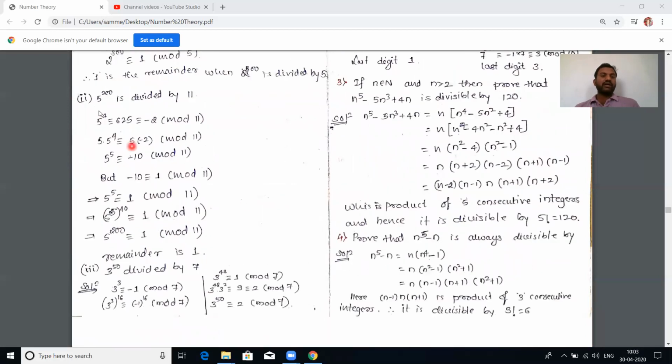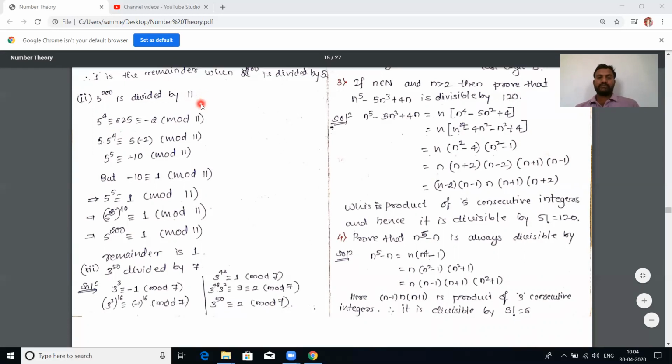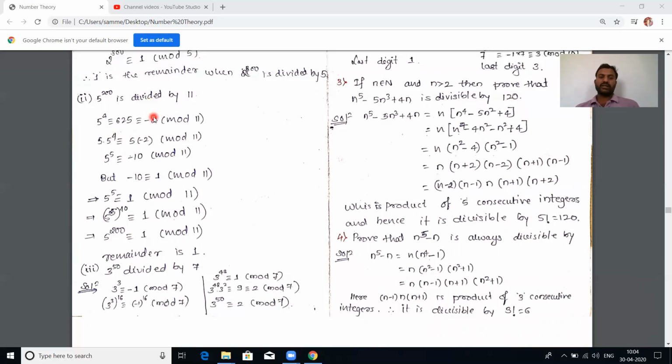Next example. Find the remainder when 5 raised to 200 is divided by 11. What is the remainder that we need to find? Here, if I take 5 square, 25, and divide by 11, what is the remainder? We get 3. We consider the smallest remainder. You may take 5 square, which is congruent to 3 mod 11, because the remainder is 3 in that case.